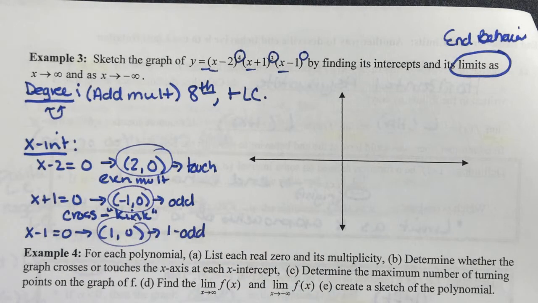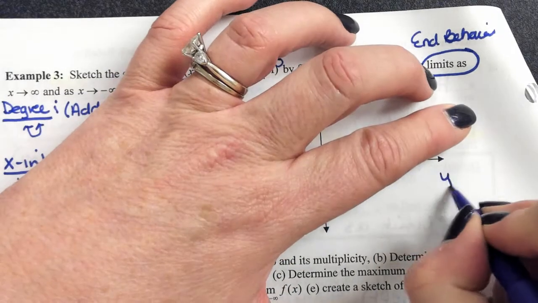So any questions on how I found the x-intercepts? Isn't there another intercept to this graph? Besides having x-intercepts, what else do we have to check for? What other axis do we have on this graph? Y-intercepts. So let's talk about the y-intercepts.